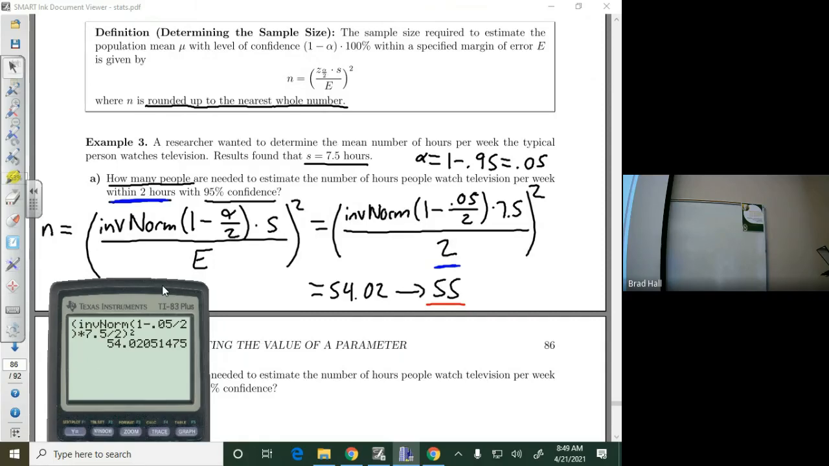You would put that after, right? Times 7.5. Yeah. Someone's asking me a question. Right. Okay, I got 54, that's right. So you have to do the times 7.5 and then divide by 2, and then close parentheses and then square. Inverse norm.